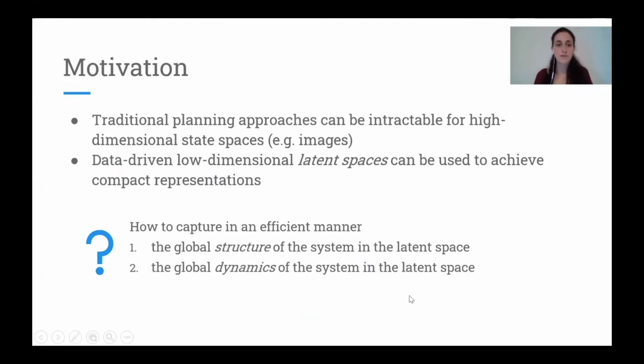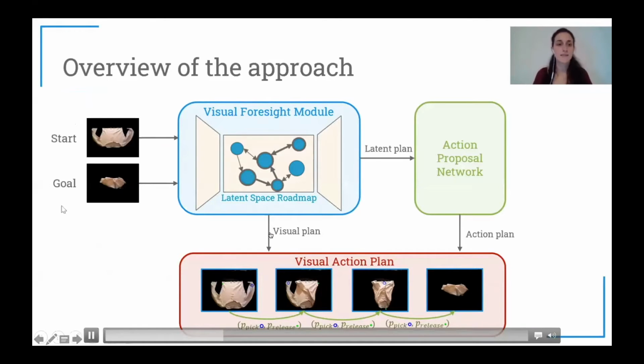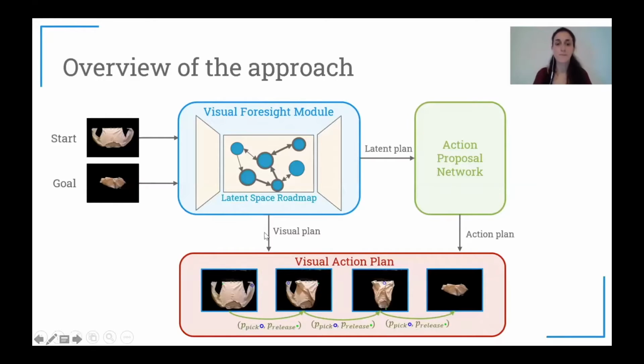So to solve this problem, we propose the following approach, where the main component is the visual foresight module that gets the start and goal configurations and produces the visual plan, that is the sequence of images from the start to the goal. And in addition, it also produces a latent plan that's the sequence of points in the latent space that lead from the start to the goal configurations.